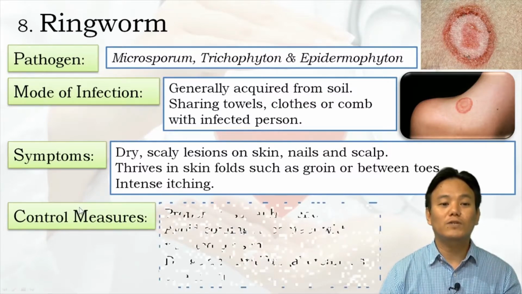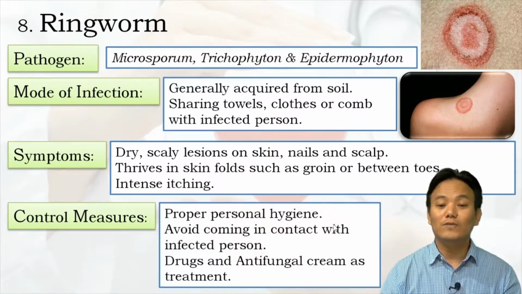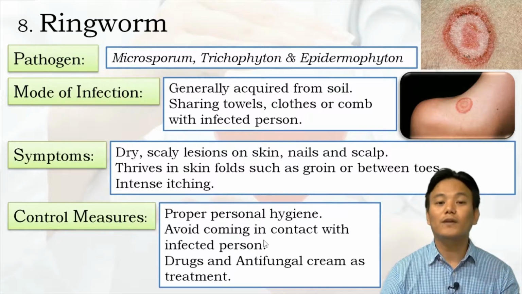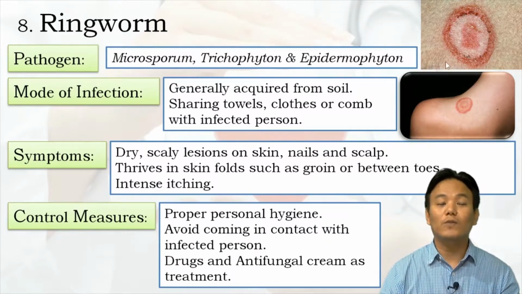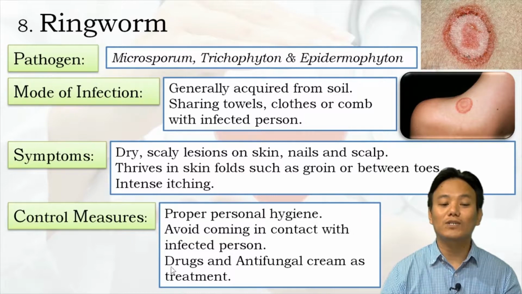What are the control measures of ringworm? Proper personal hygiene is really important. Right? You have to avoid coming in direct contact with the infected person, and you can also avoid coming in indirect contact by not sharing towels, clothes, or combs with the infected person. If you suffer from ringworm, you should seek medical attention, and you should take drugs and antifungal creams as treatment. So this is about ringworm. Remember, this disease is caused by fungus, not by a parasitic worm. You have to remember just that.